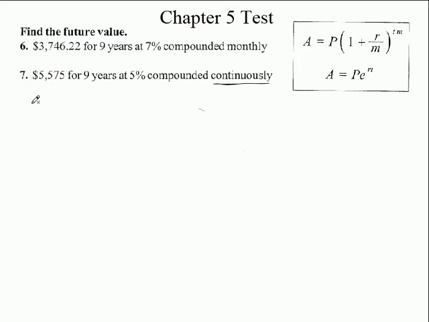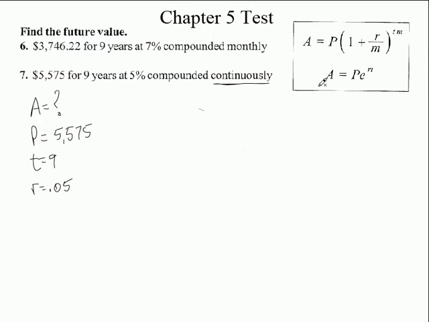Alright, let's set this thing up like we did the other one. It says find the future value. So again, that's the future value, the A. We don't know what it is. I'll put a little question mark here. The P is the principal, so the principal is how much money you're putting in the bank, which is $5,575. For 9 years, so that's the time. And 5%, that's our rate again, so it's 0.05. Compounded continuously, so we don't have the M there for the amount that's compounded.